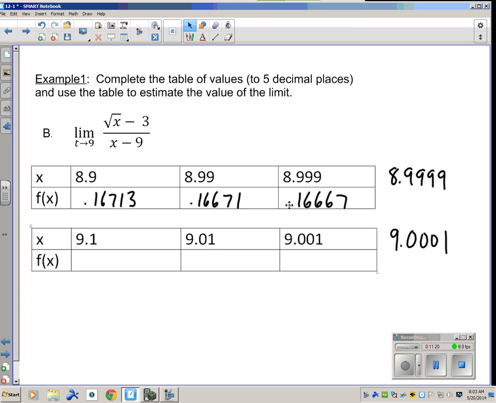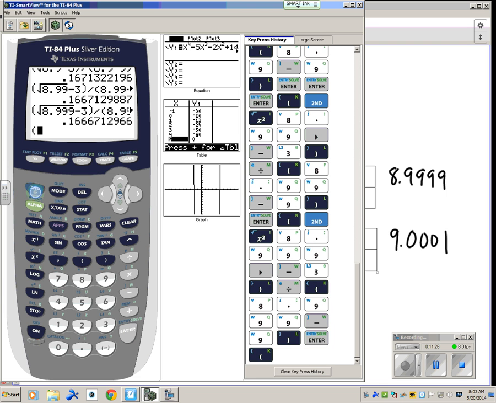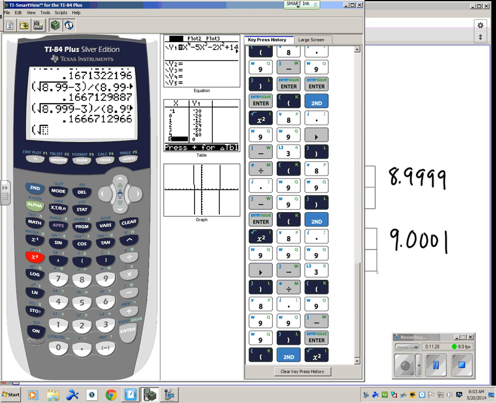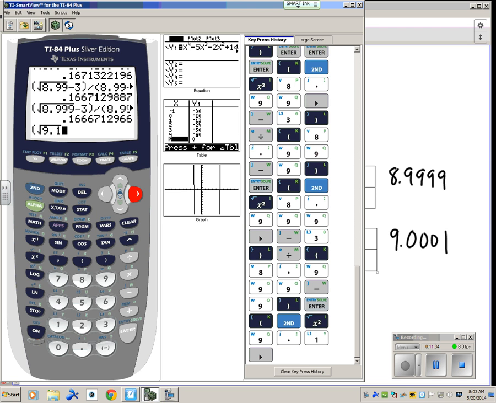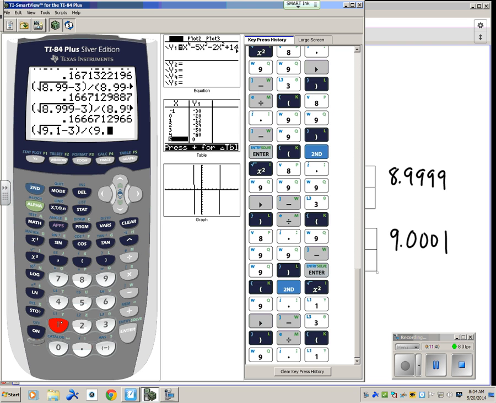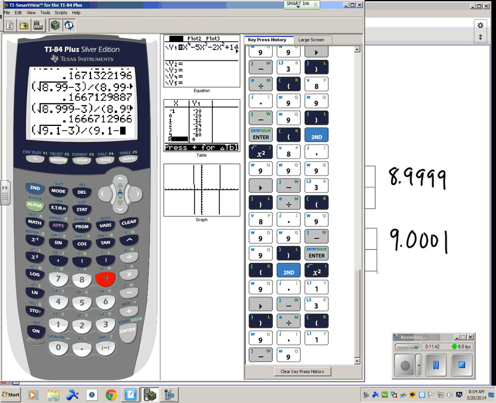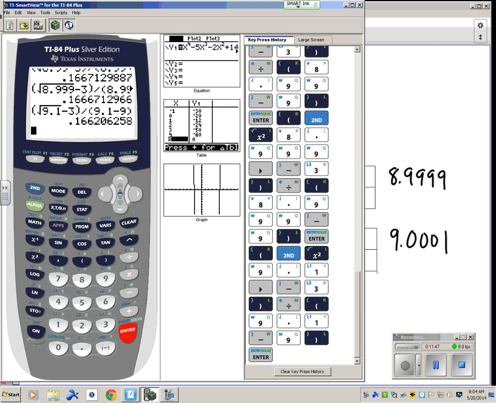Right? And then let's try 9.1. You might have already figured it out. Parentheses, square root, 9.1. Stop it from doing the square root by hitting the right arrow, minus 3, divided by parenthesis, 9.1 minus 9, enter. 0.16621.